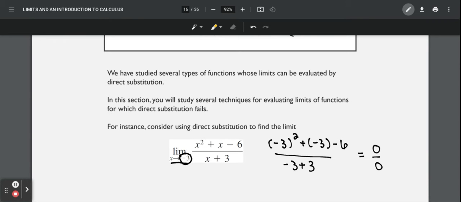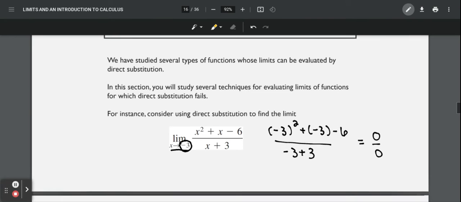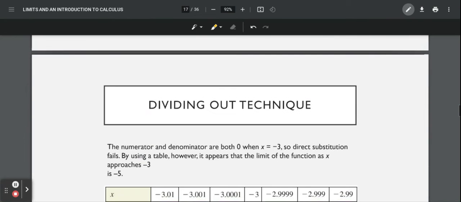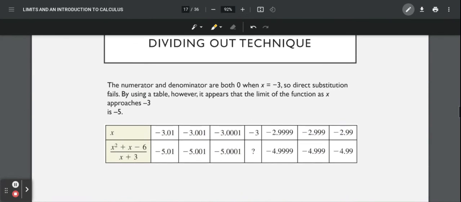So when you get 0 over 0, your limit may still exist. You just have to do a few things to figure it out. So if you ever get 0 over 0, don't say the limit doesn't exist. Those two zeros give you that clue that it does exist. It's just you're going to have to simplify it or get it into a different form first. And so that's where that dividing out technique comes in.